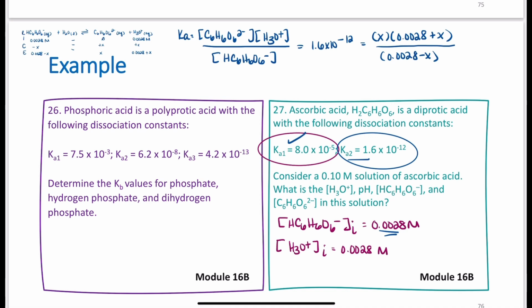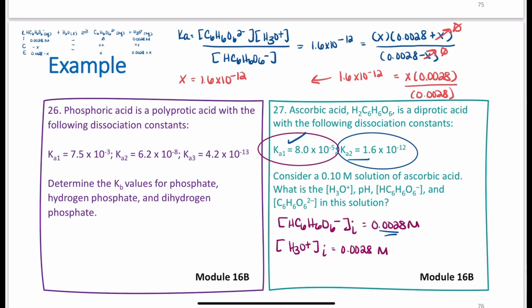Now I've got x being added and subtracted, in the numerator and denominator. So I'm going to assume that it's smaller in both cases. If it's smaller in one, it's going to be smaller in the other, because it's the same value being added to or subtracted from, right? So it doesn't much matter. I'm still going to check assumptions, but I'm going to assume that this x goes to 0 and this x goes to 0. Why? Because that really simplifies my math. That says 1.6 times 10 to the negative 12 is equal to x times 0.0028 divided by 0.0028. That gives me an x value, 1.6 times 10 to the negative 12.